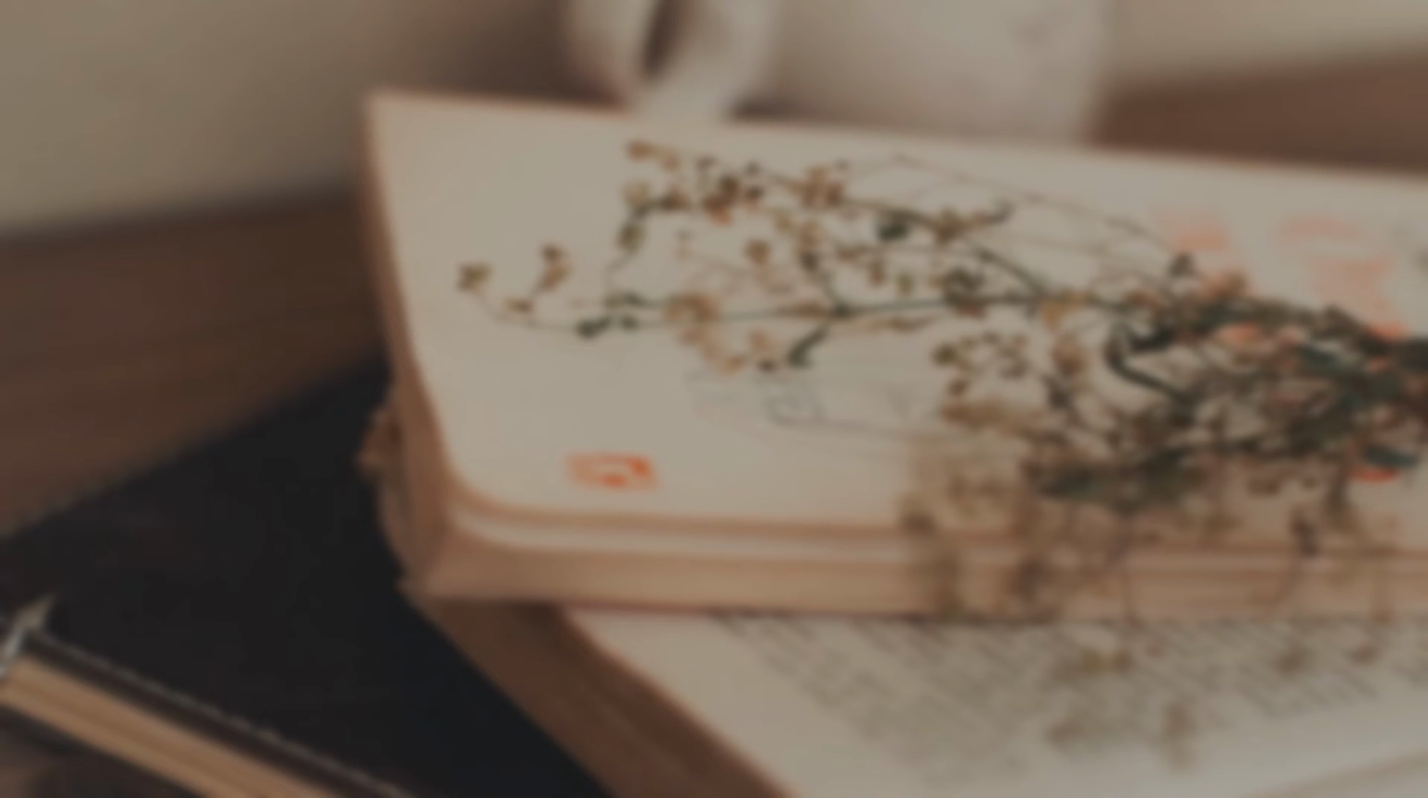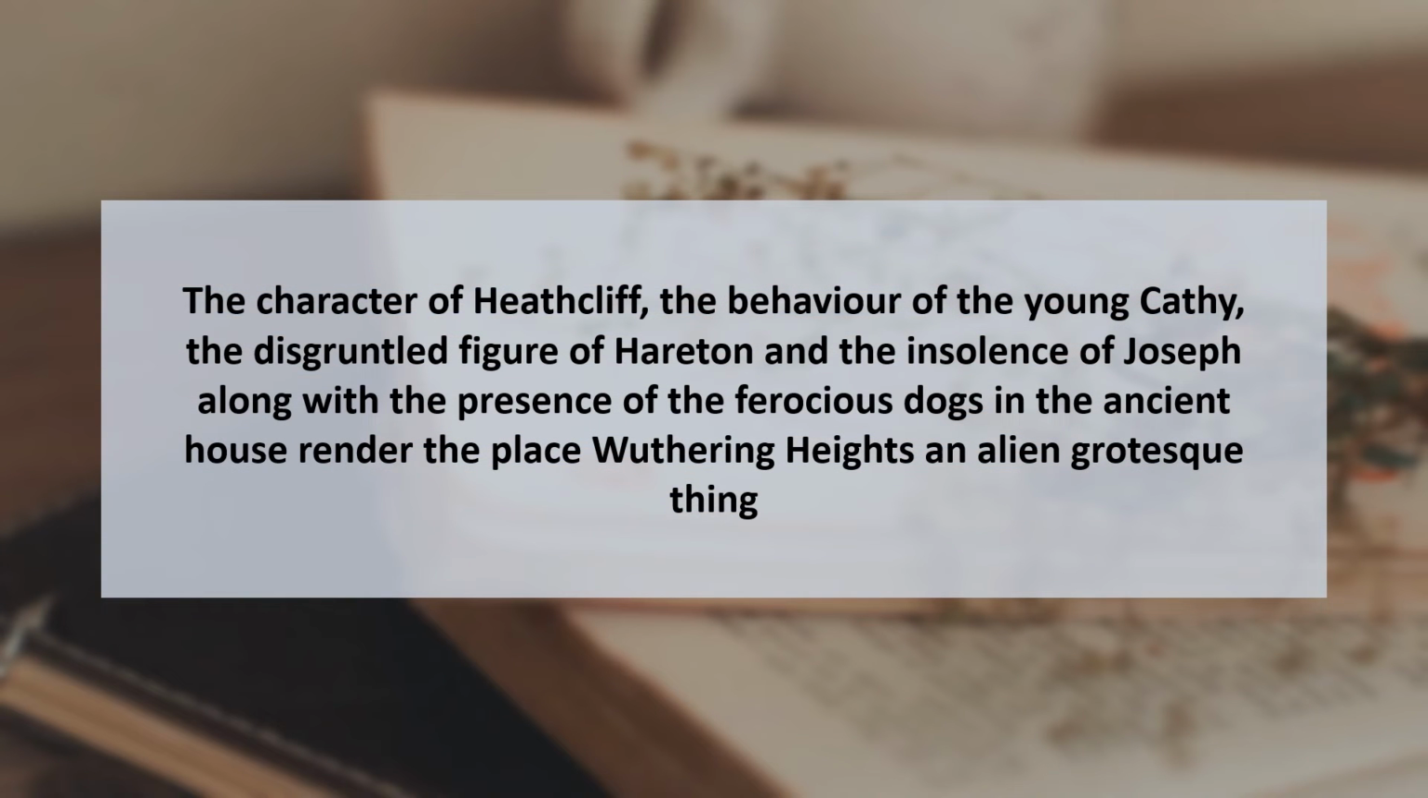So whether it is the character of Heathcliff or young Cathy, whose behavior he can't make sense of, or for that matter the disgruntled figure of Hareton, further the insolence of Joseph, who doesn't seem to attach value to guests and in fact unwelcomes Lockwood when he comes to the house, or the presence of the ferocious dogs in that ancient house called Wuthering Heights. All these create the atmosphere of an alien surrounding and give the quality of the grotesque to Wuthering Heights, the place and the people.